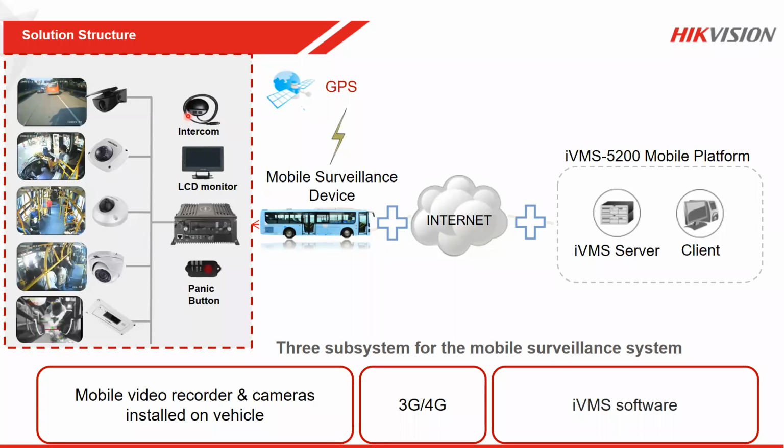Intercom is used for our two-way audio communication, as I mentioned, and a panic button. So the panic button is for the passengers on the vehicle. And again, your mobile recorder connects via the 3G, 4G network via the internet into the 5200 mobile platform. And on board the recorder as well, there is built-in GPS, which gives us the full GPS functionality, which I mentioned as well.